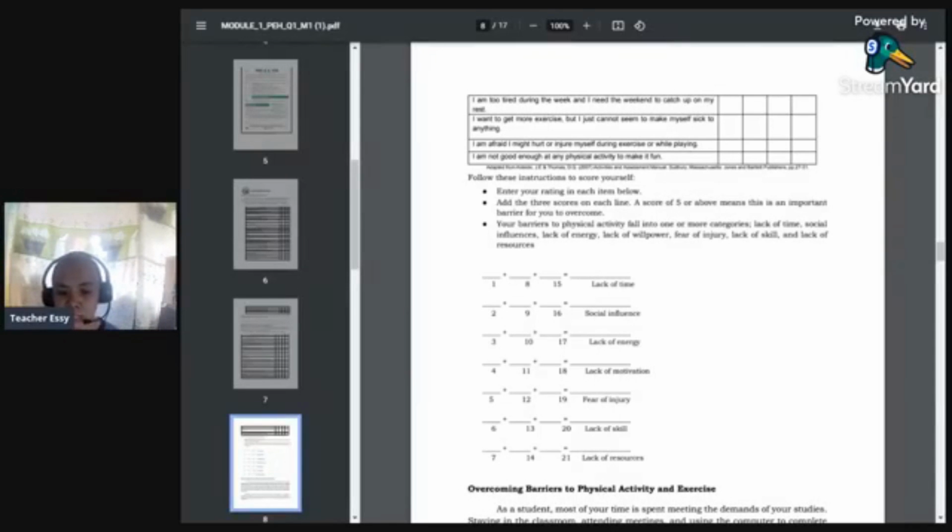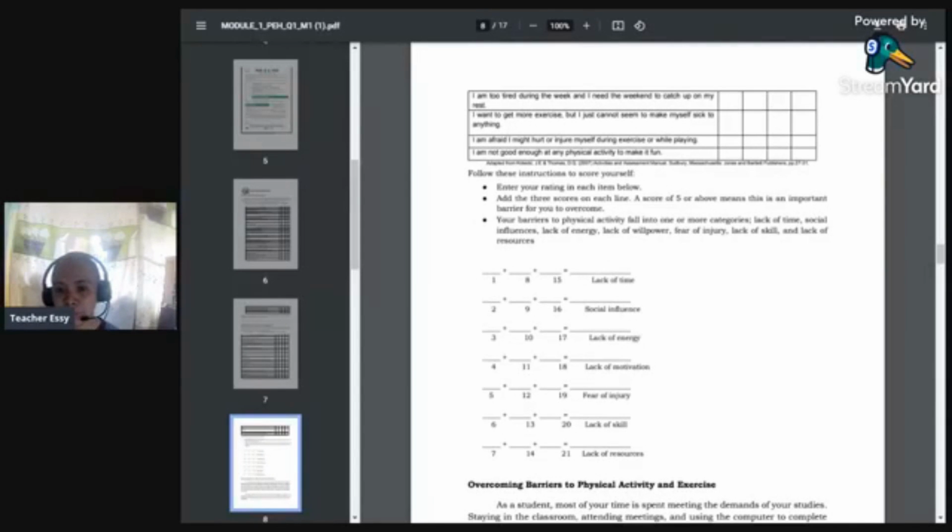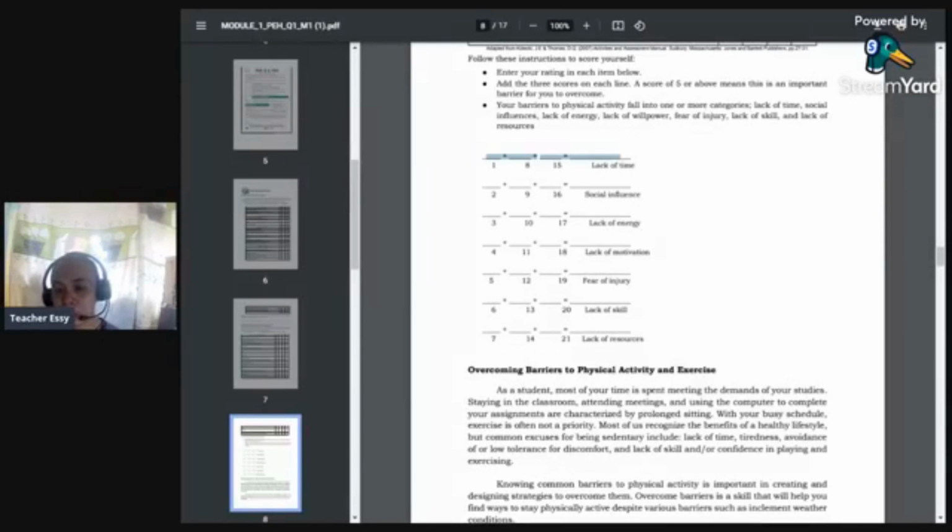If your score is 5 or above, then please type it. For example, when you added this one, you got 7, then you type lack of time. You can type as many as you have. So for example, you have 5 here, and another 5 here, and another 5 here. Then please type lack of time, lack of energy, and fear of injury. Okay? I'll wait for your answers.